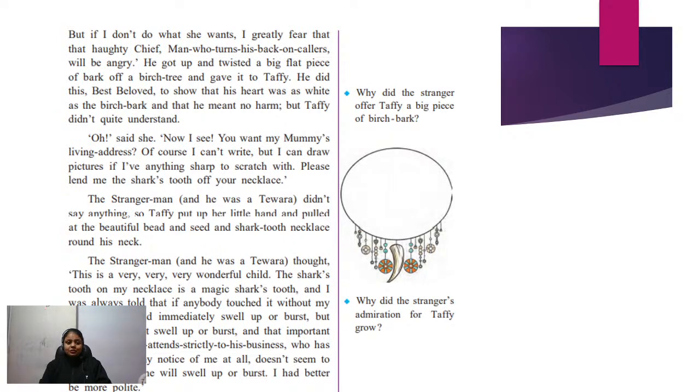Now this stranger couldn't understand what Taffy was saying, but he was afraid that if he doesn't listen to the child and doesn't do what she is saying, then maybe he gets very angry. See, this strange man, the Tevara, considered Tegumai as a chief. And why is that? Because Tegumai has turned his back towards him.